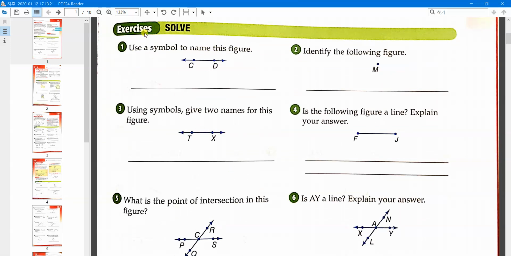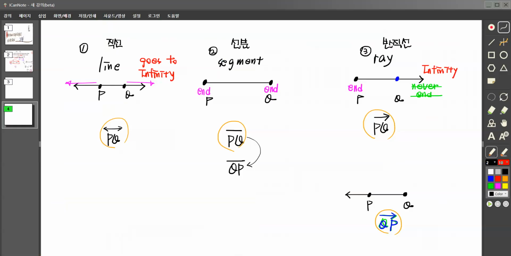Here, let's see the exercise. Use a symbol to name this figure. Number 1. Figure, that means this. We call this a figure. We named it. We named that figure. That's how it's done. What the teacher said earlier, express. Expression is also fine. Yes, we named it is also good.